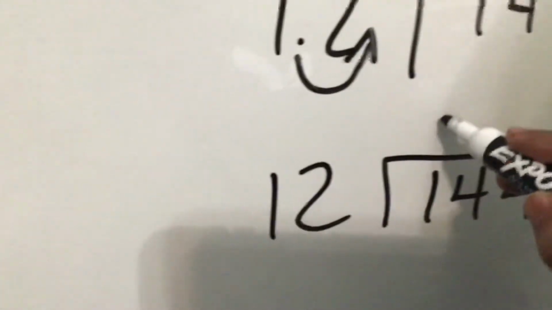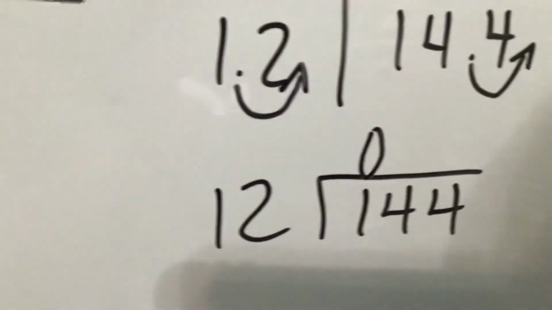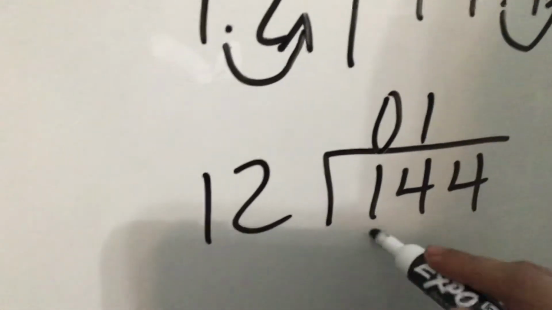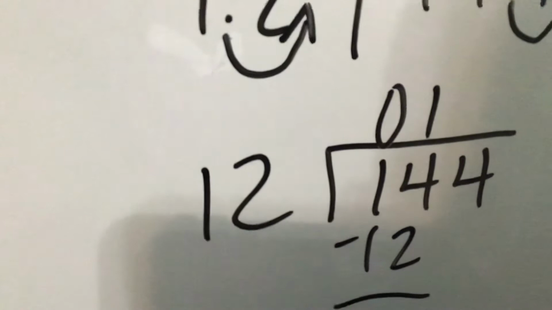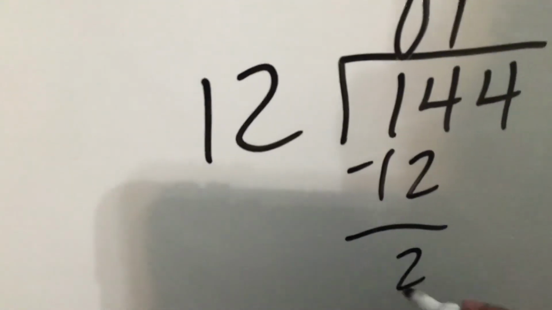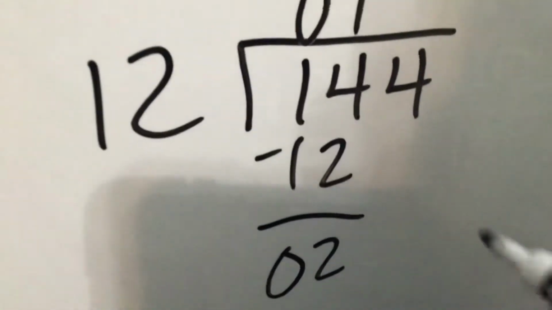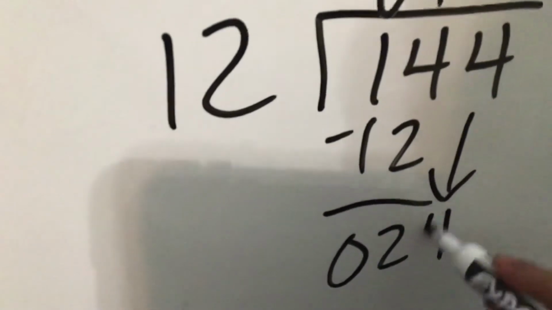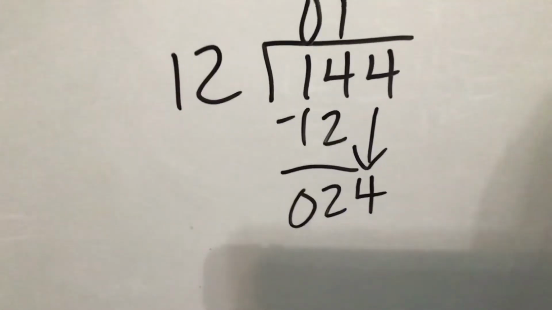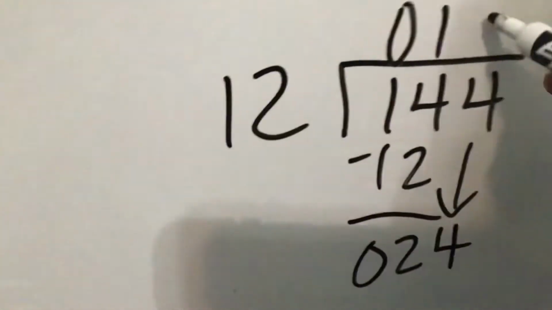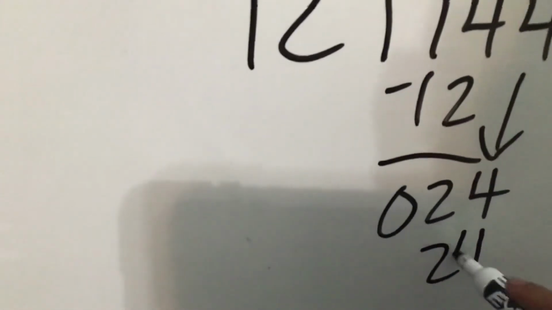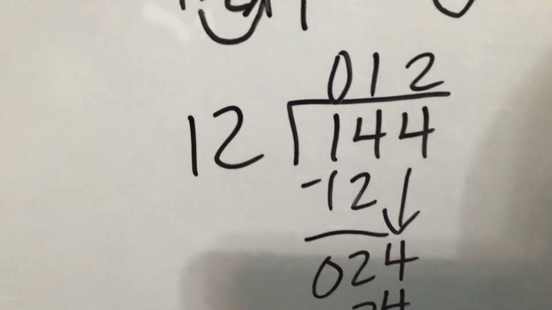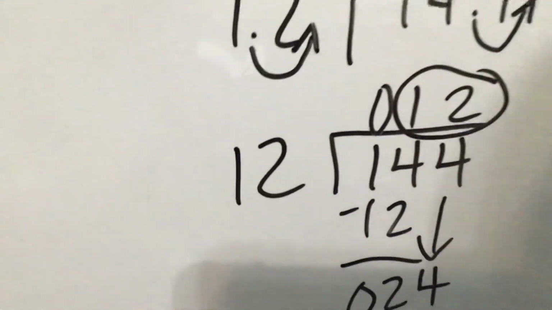12 can never go into 1. 12 will go into 14 one time. 4 minus 2 is 2. Bring down the following number, which is a 4, so that creates a 24 there. And 12 will go into 24 twice. That's exactly 24. So my answer will be 12.